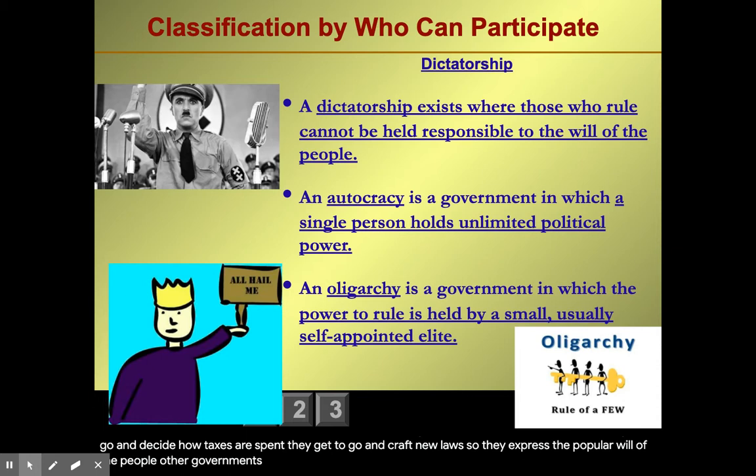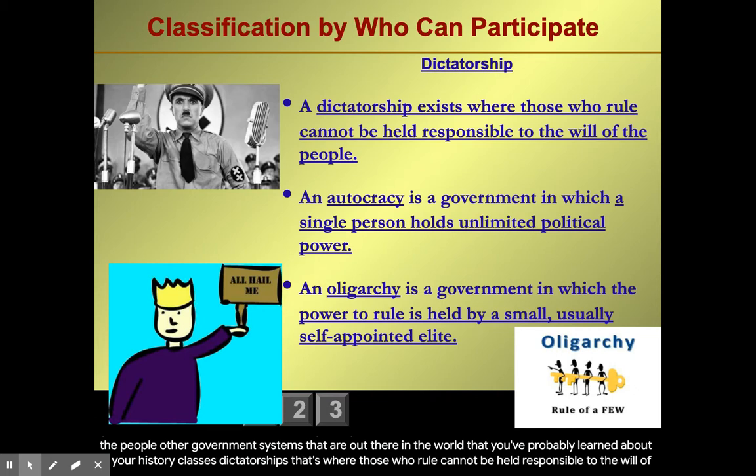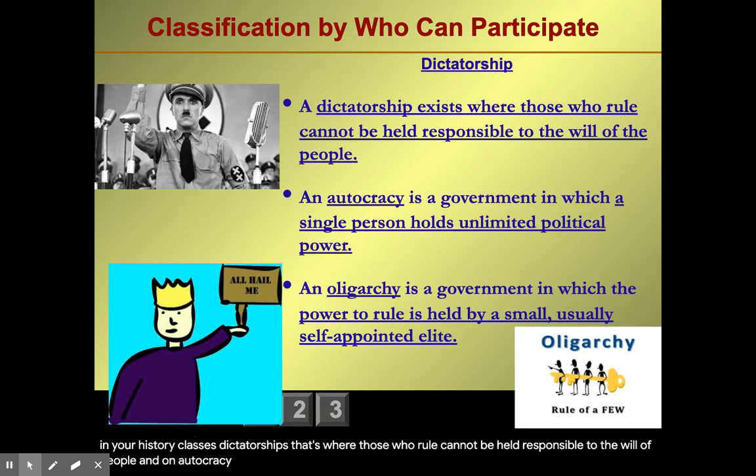Other government systems that are out there in the world that you've probably learned about in your history classes. Dictatorships, that's where those who rule cannot be held responsible to the will of the people. An autocracy, a single person holds unlimited power, and an oligarchy, the power to rule is held by a small, self-appointed group of elite people in society.